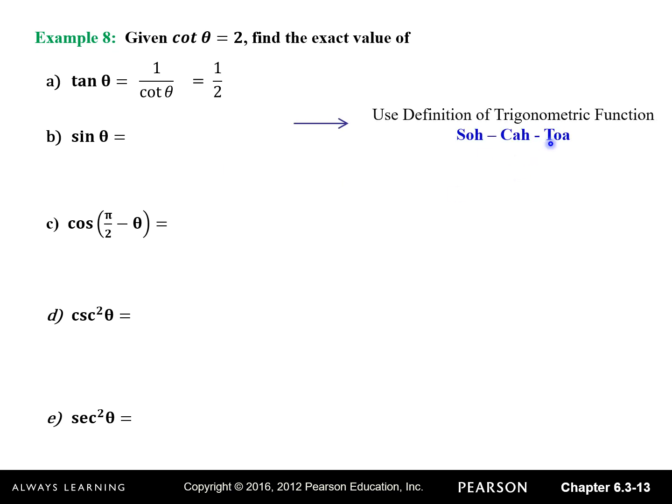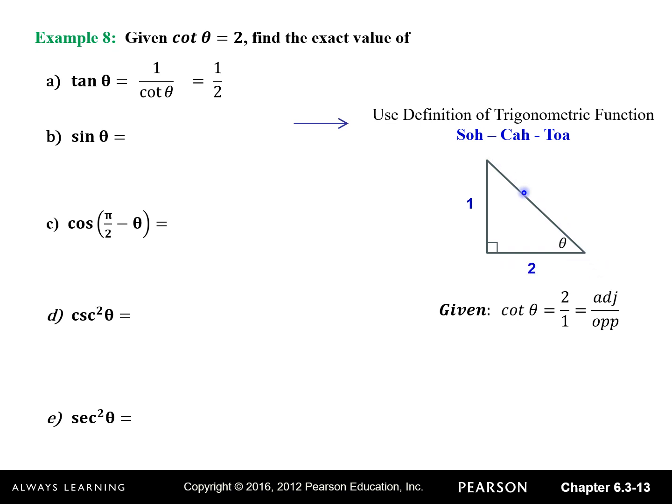In Soh-Cah-Toa, or the definition of trigonometric function, we have to draw a right triangle with an angle theta because we're looking for sine theta. In the right triangle, we will make use of the given cotangent theta, which is equal to 2. From the definition of cotangent, based from TOA, tangent is opposite over adjacent, so cotangent is adjacent over opposite. Since the value of cotangent is 2, we will write this as 2 over 1. It means the adjacent side to theta is 2 and the opposite to theta is 1. So let us write: the opposite to theta is this side, which is 1, and the adjacent to theta is this side, which is 2.